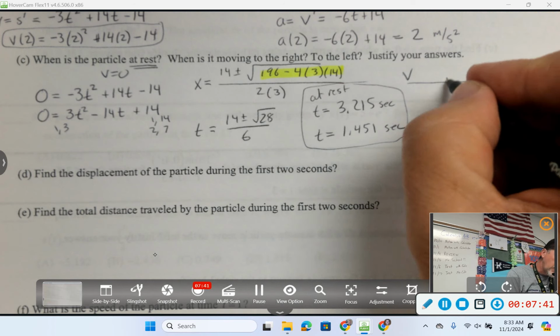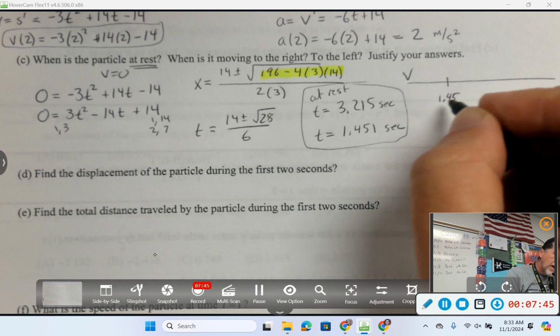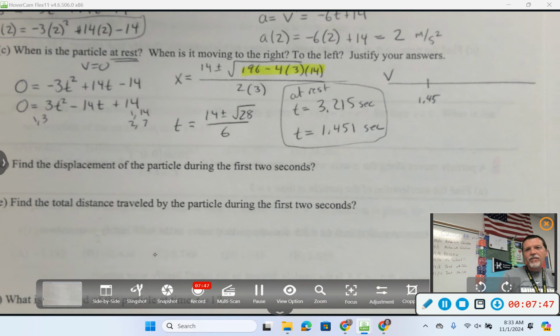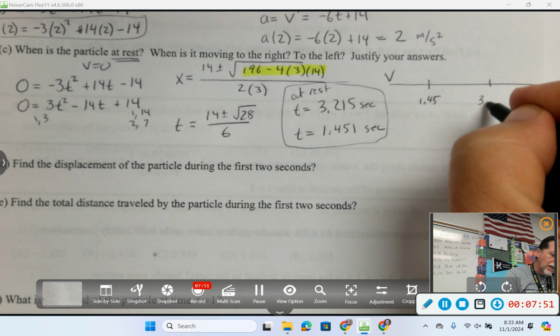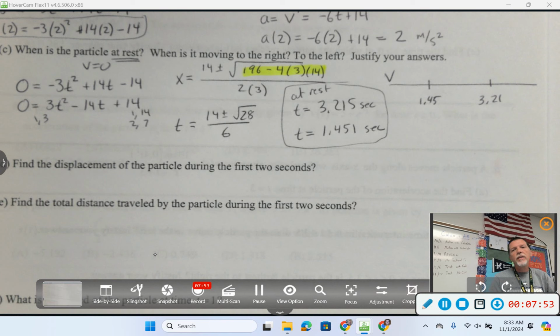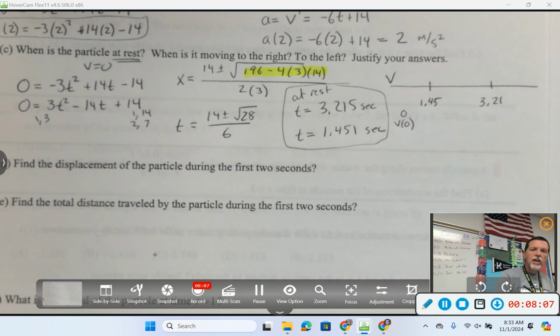I know it's at rest at 1.45. I don't have to carry all the accuracy, because this is just me working to see what's going on, so I don't have to carry 3 decimals all the way through here. No double roots, so I think the alternating rule would work. So I need to just check something. Check 0. That seems like an easy thing to check.